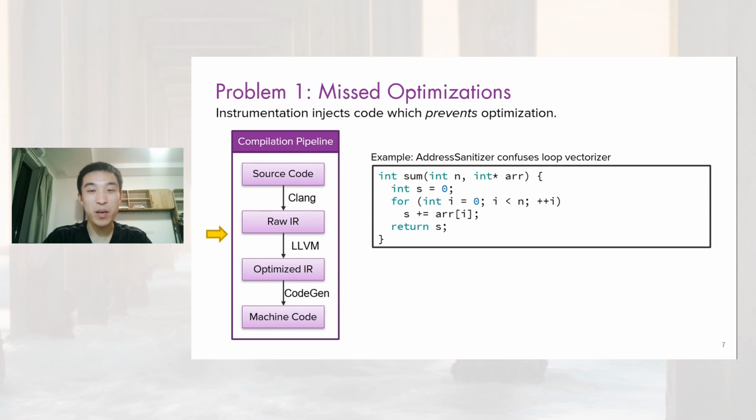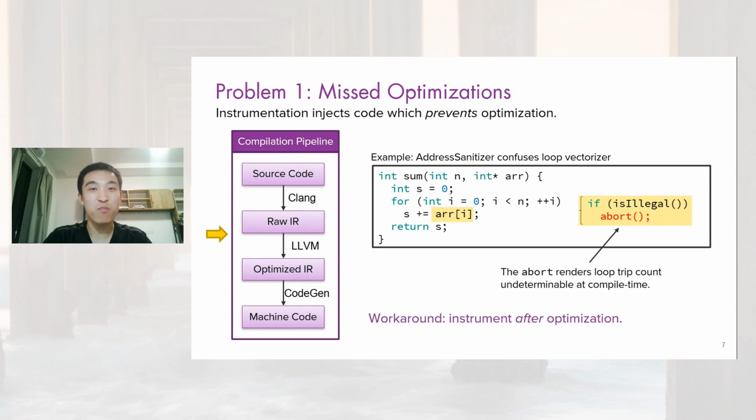Below is a simple code snippet which calculates the sum of an integer array. Modern compilers tend to vectorize the loop to accelerate the calculation with hardware. Inside the function, there's an array access which could be illegal. To catch such bugs during fuzzing, AddressSanitizer injects runtime checks, which may abort the program. After instrumentation, the compiler cannot know whether the program will be aborted for each loop iteration. Consequently, the loop vectorizer cannot apply optimization here, and significant performance loss is expected.